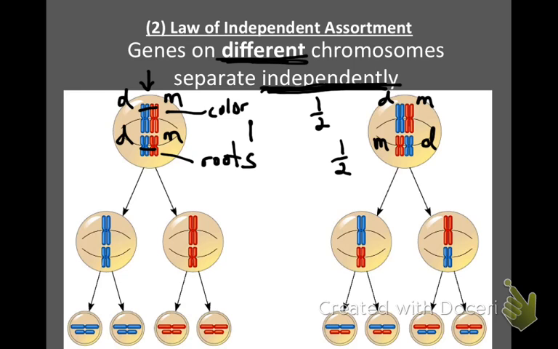Now, this is just a simplified version. Keep in mind, for humans, we have 46 chromosomes. So there's going to be 23 chromosomes lining up here. And the variation we could get from them independently assorting is going to be quite a bit in terms of the different types of traits that an organism could get from its parents.